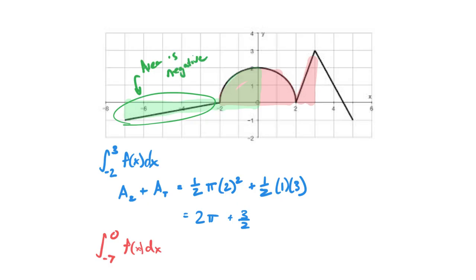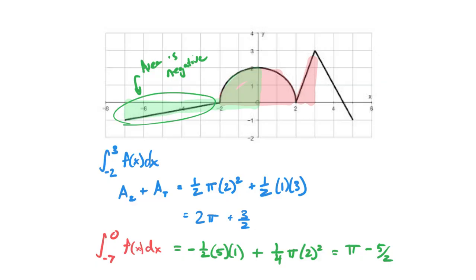Anytime we have area that's underneath the x-axis, we have to treat that as a negative value. The way I calculate this is not going to be any different. I still will do 1/2 the base. The base of that is 1, 2, 3, 4, 5 units. The height is 1 unit. But the answer is going to be negative because it's underneath the x-axis. Then we're going to add the area of that semicircle. In this case, it's a quarter of a circle, so 1/4 pi, and we still have that 2 squared. So my answer here is going to be pi minus 5/2, and that's the definite integral from -7 to 0.